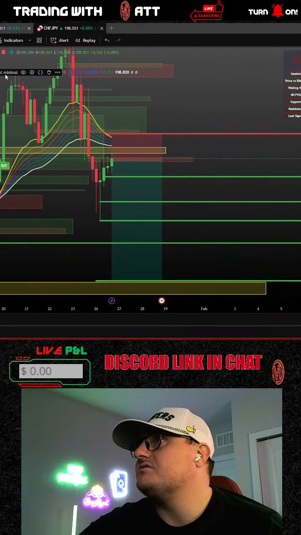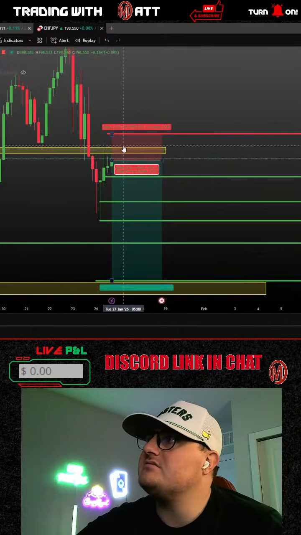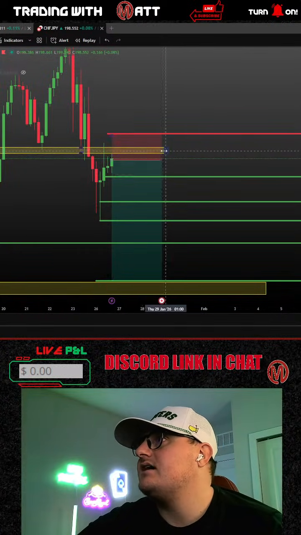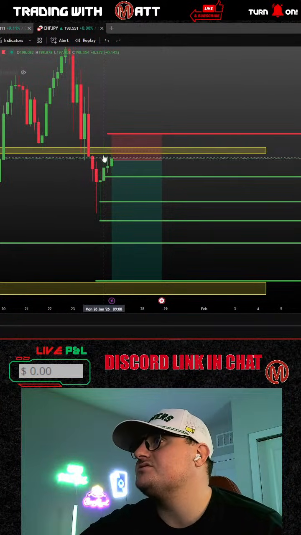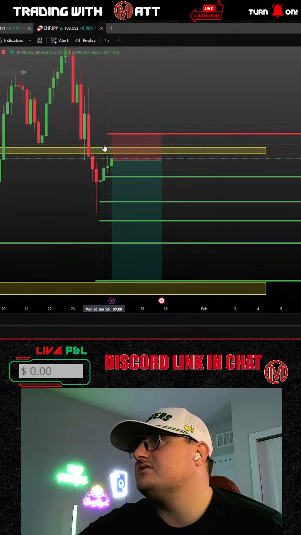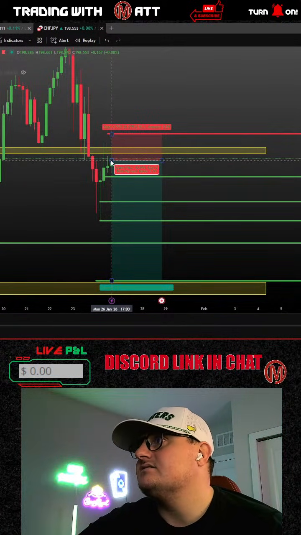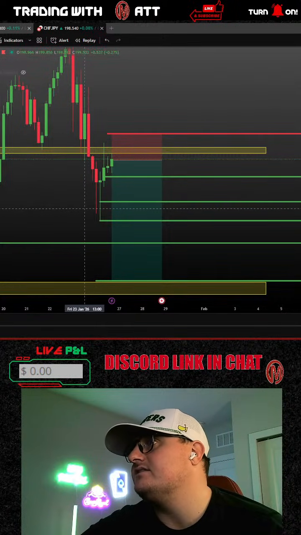Where's the wick on this one right here? Yeah, so see the wick on this one right here, guys? At this zone right here, this wick was huge. That came down. The next candle didn't even come near the highs. This candle broke the previous highs, but not of the candle before that.